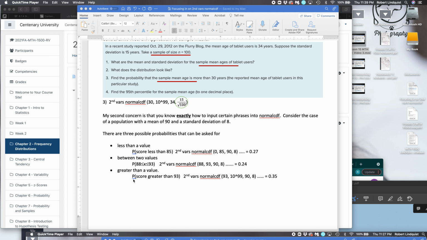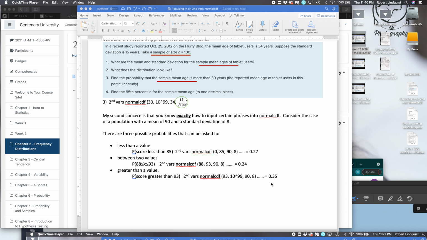particular value? Like here, probability that the score is greater than 93. Again, it's 2nd VARS normal CDF. It's always 2nd VARS normal CDF. Question is, what do you put inside? Well, this one's greater than 93. So the smallest possible score is 93. 10 to the 99th is how we put the biggest possible number into the calculator, just like 0 is the smallest possible, usually. And then 90 and 8 stay the same. You punch that in and you get 0.35.